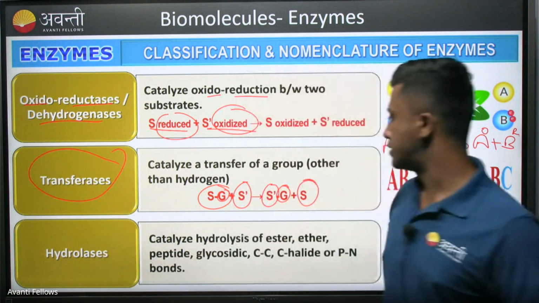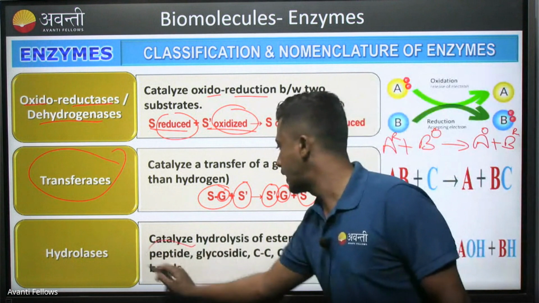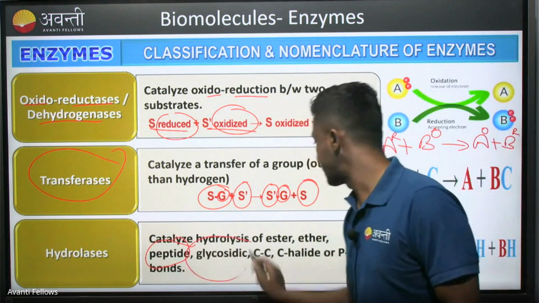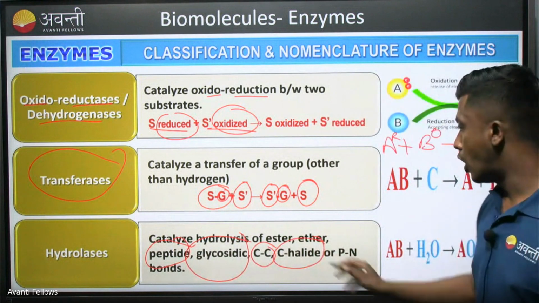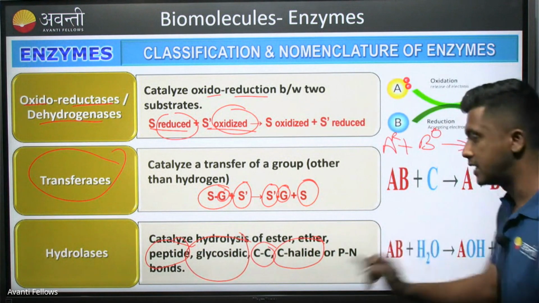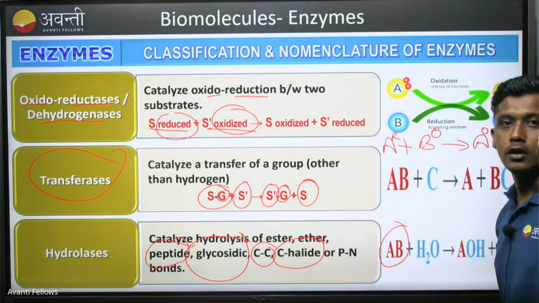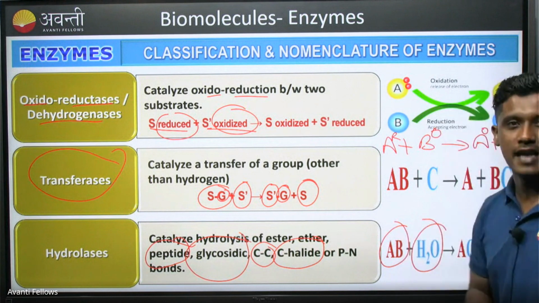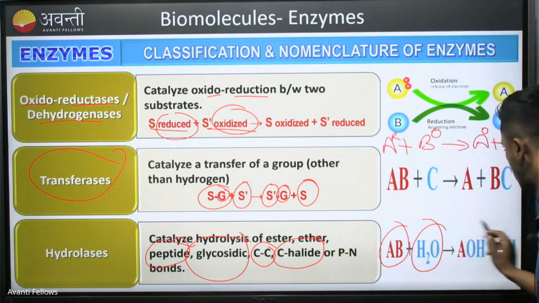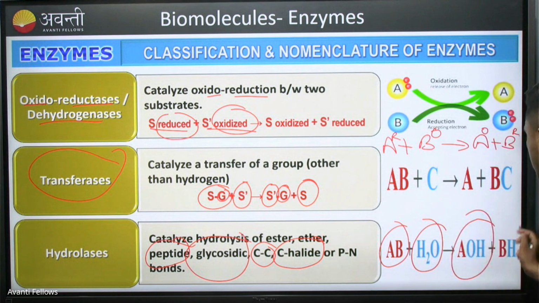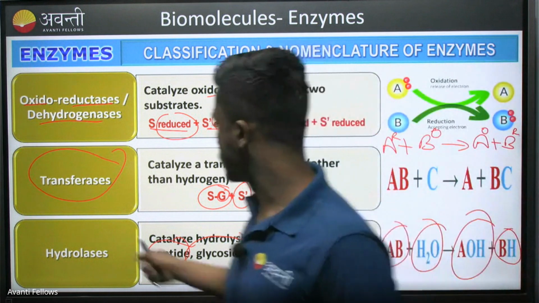Next one is hydrolases. What does it do? It adds a water molecule. For example, we have a peptide bond, or a glycosidic linkage, or a carbon-carbon bond, or a carbon-halide bond. Any of these bonds, a peptide bond or glycosidic bond, can be hydrolyzed. A water molecule is added, and when the bonds are hydrolyzed, they are broken. That gives AOH, and the liberation of one hydrogen. So this is called hydrolases.